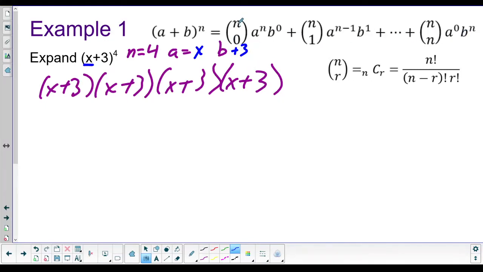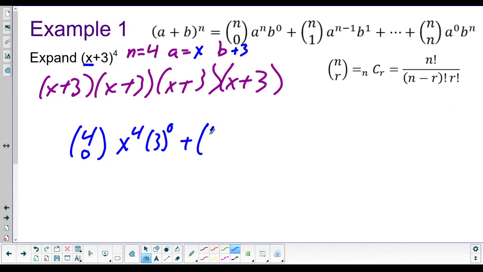So we're going to start with n choose 0. n is 4. So this is going to be 4 choose 0. Okay. Times a to the power of n. So this is going to be x to the power of 4 times 3 to the power of 0. All right, that's our first term. Now we move to the next one.